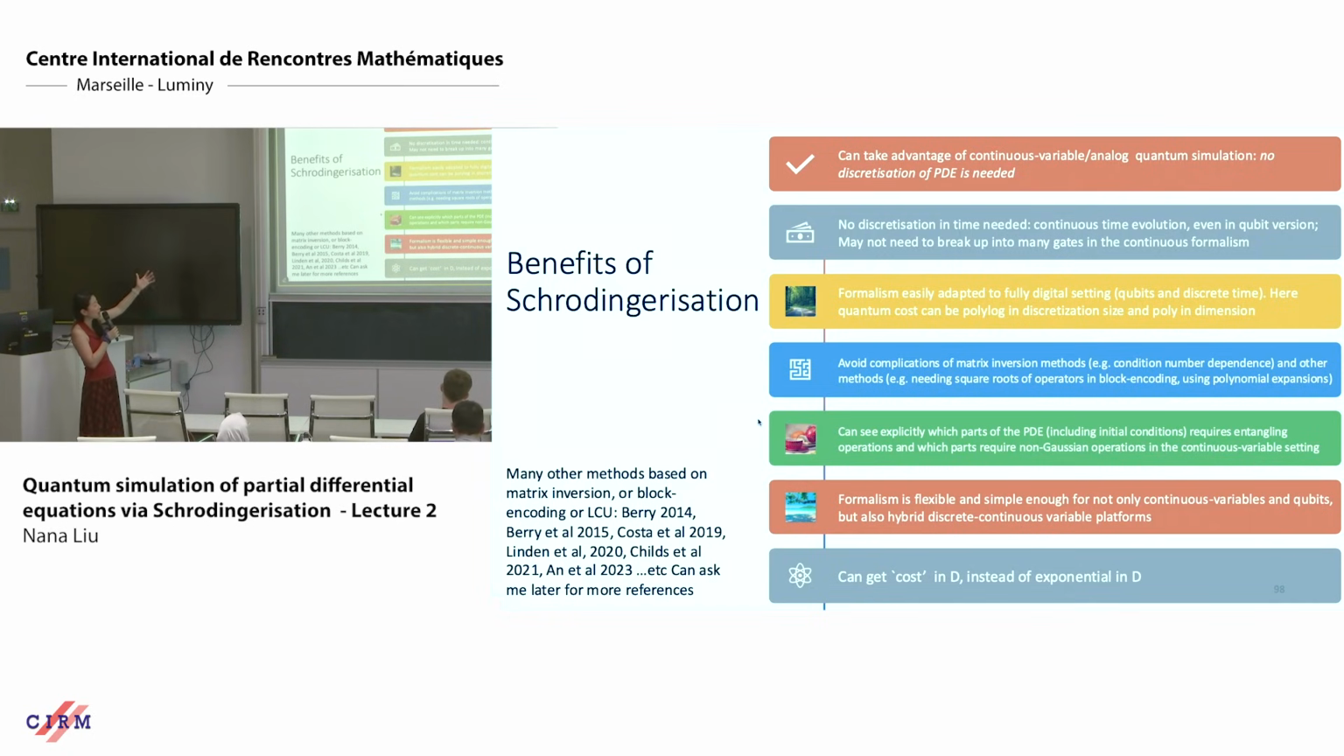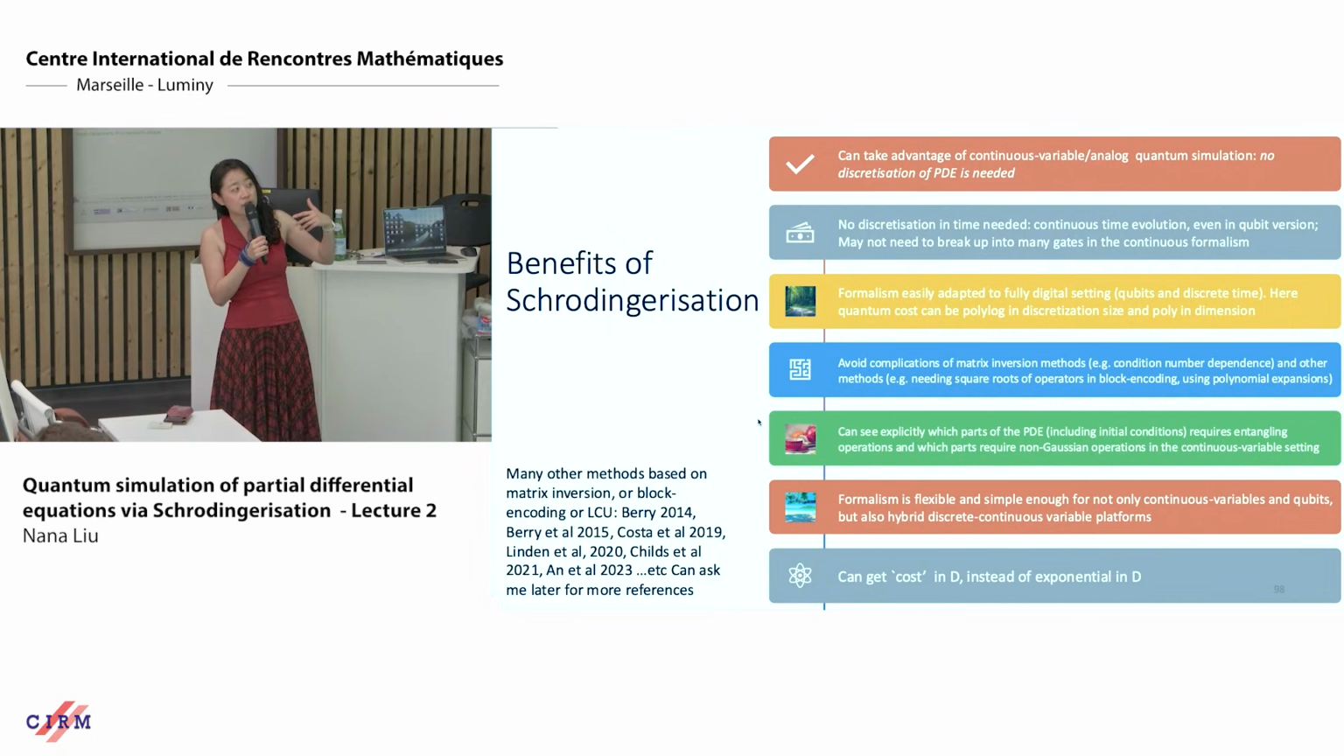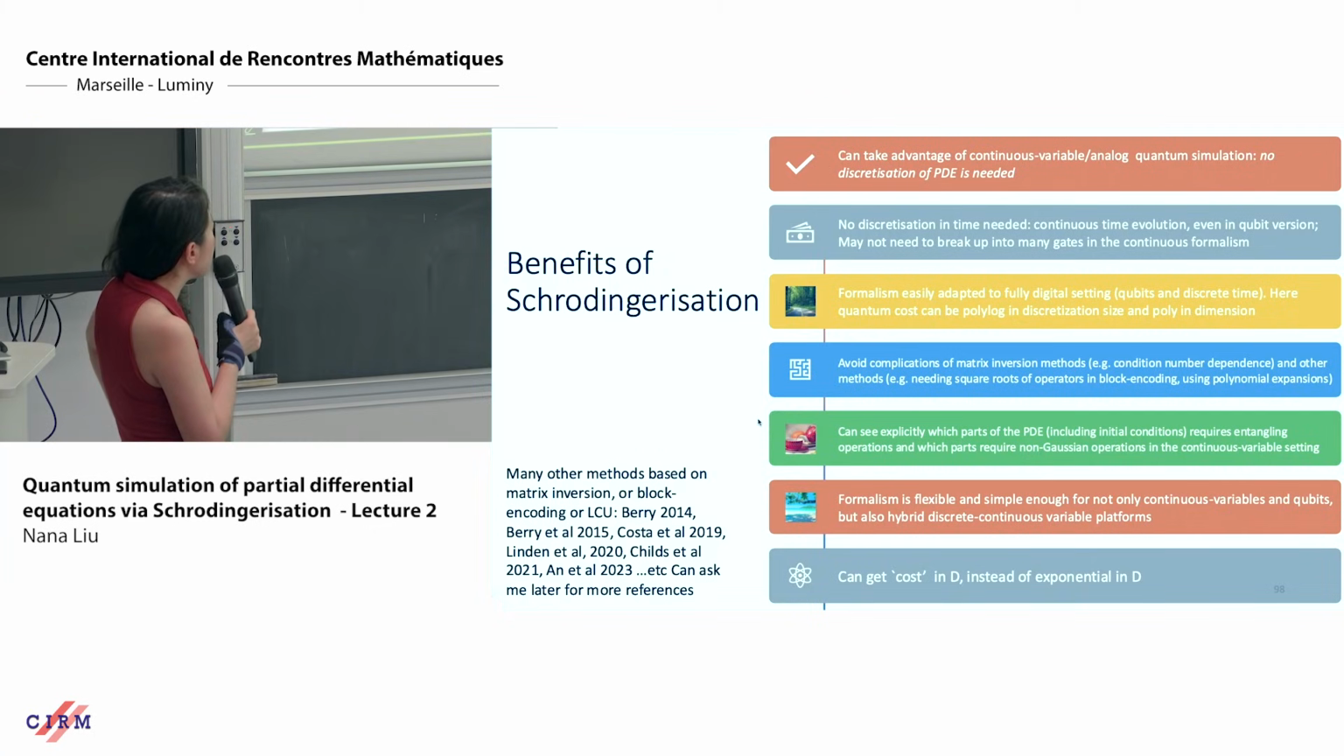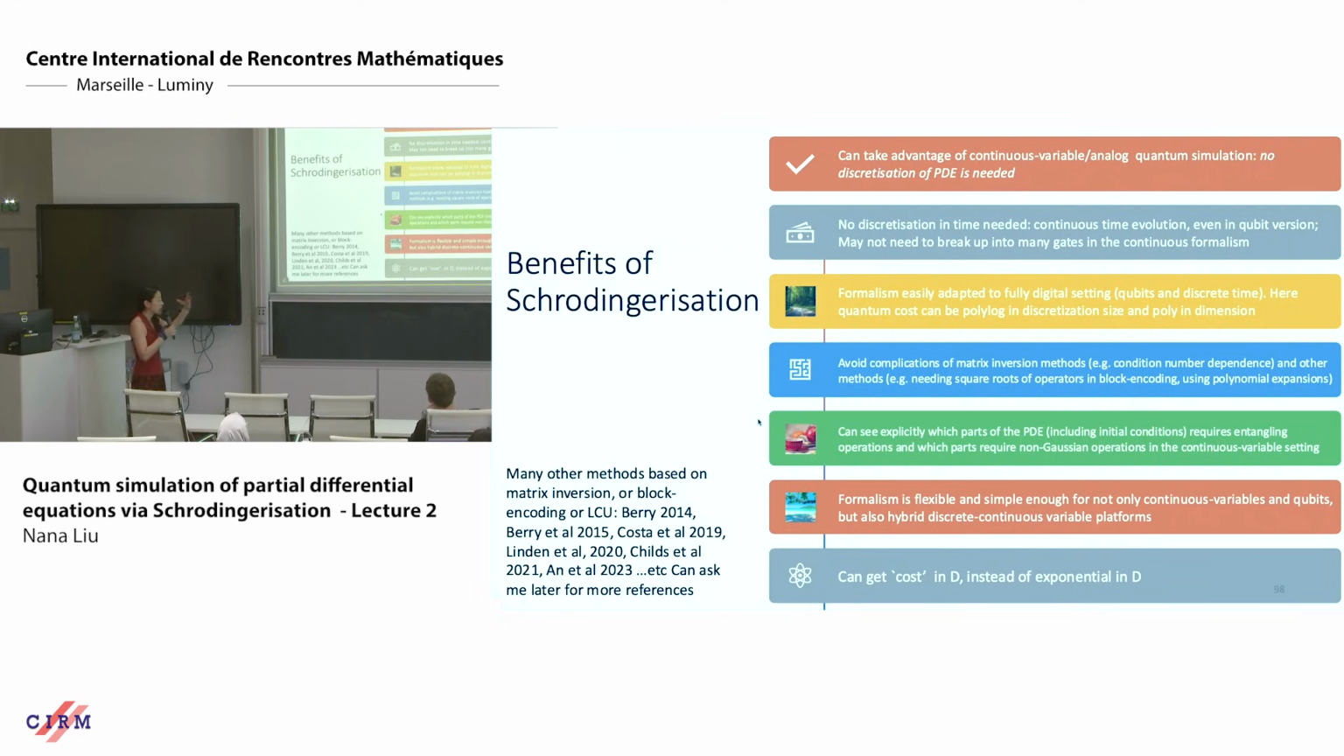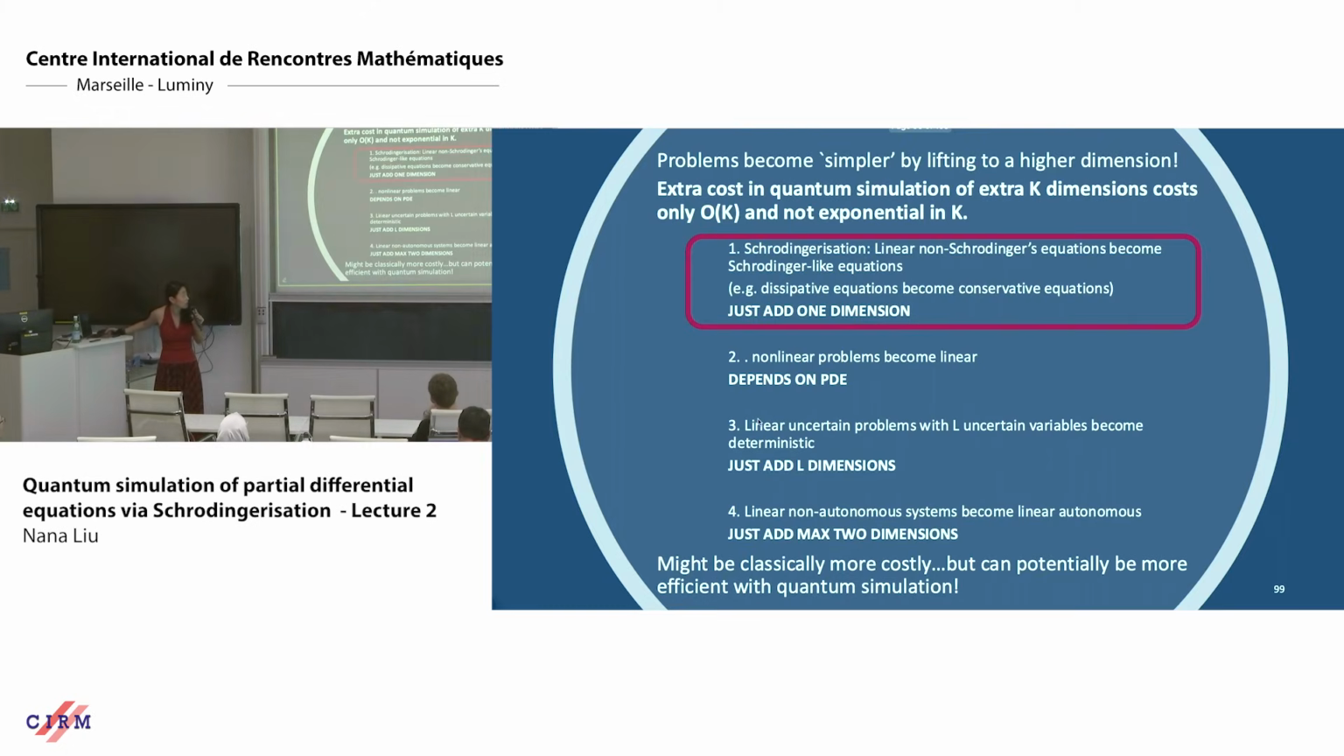So the formalism can be easily adapted to either the discrete or continuous setting, or actually a hybrid version of both. Also, it avoids complications of matrix inversion type methods, something Anishka discussed yesterday, I think. You will see dependence on things like condition numbers and so on, which we don't have here. And as I mentioned before, we can see explicitly which parts of the PDE require entangling operations and which parts require non-Gaussianity, and so on. And the cost here is in D instead of exponential in D, if you compare it to finite difference methods and these types of methods.